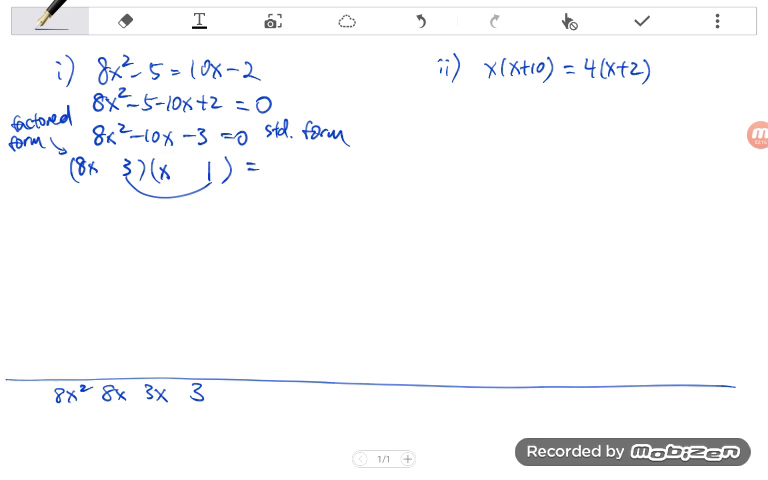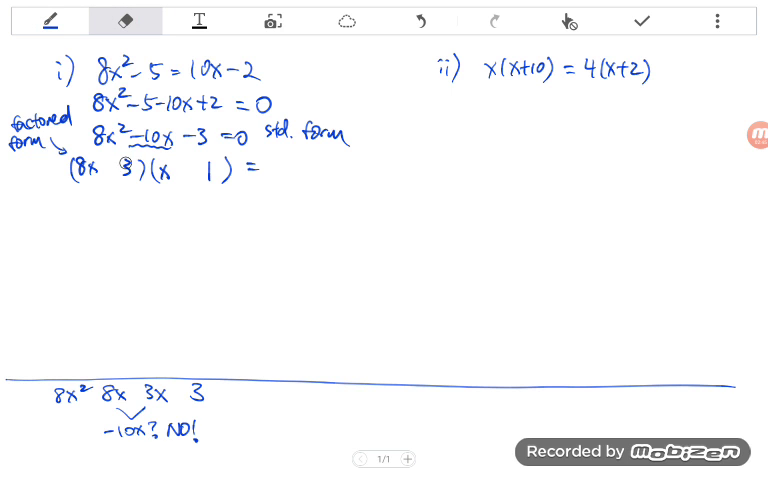Okay, so our goal is to get this negative 10x, right? So I have 8x and I have 3x. Can I somehow get the negative 10x from them? That's impossible. Right? I cannot. Which means the way I set it up right now, it doesn't work. So maybe we need to try something else.